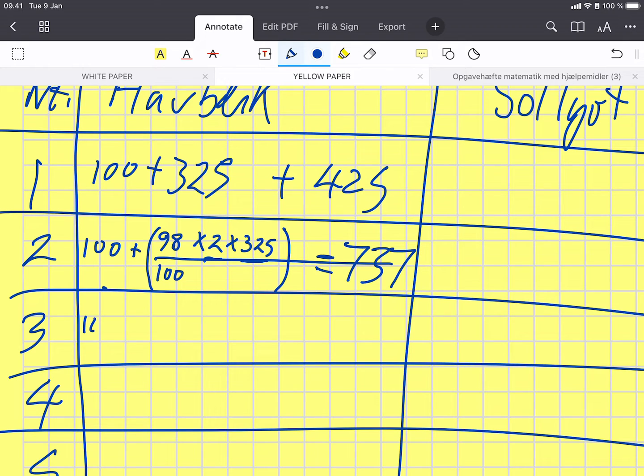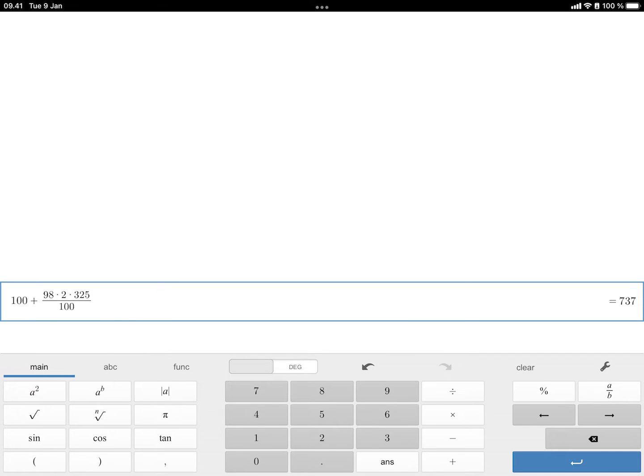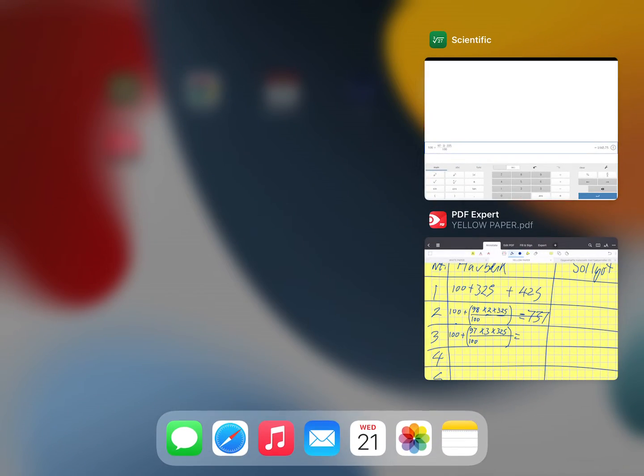3 nights, well, that would cost 100 for the card, plus they'd only pay 97% because they'd get a 3% discount. However, they'd be paying for 3 nights, so times 3, and then times 325 per night. So I'm just going to flip back to my calculator and change the 98 to a 97% that they'll pay, and change the 2 nights to 3 nights, and that comes to 1045.75.